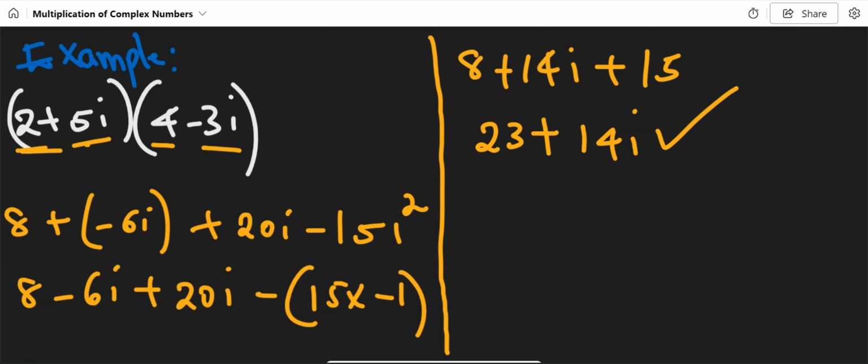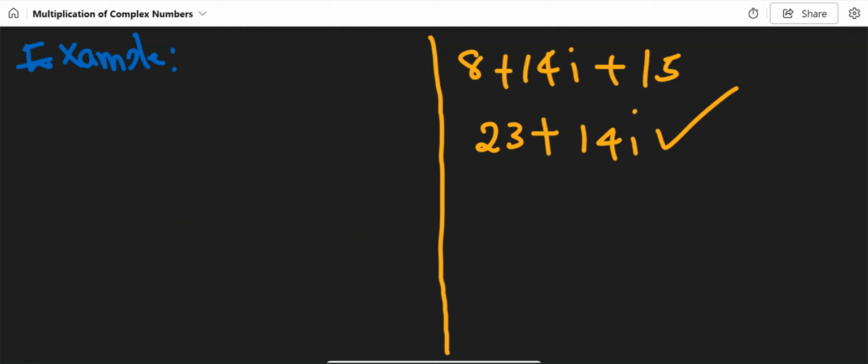I will do another example still. We have been given i multiplied by 2 minus 3i.